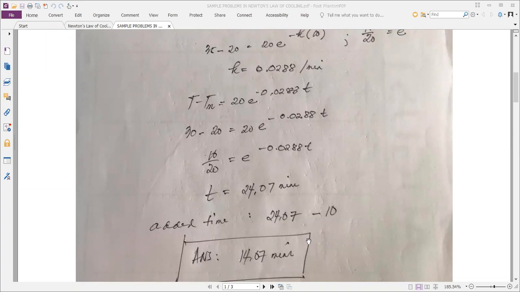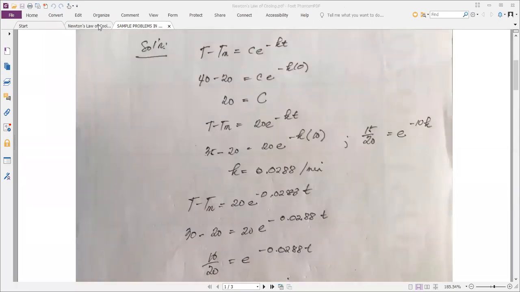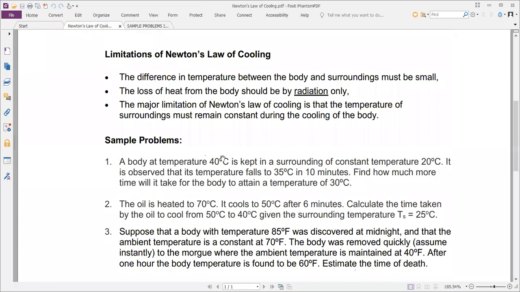Now, how much more time will cooling of the body proceed so that it will decrease to 30 degrees Celsius, referring to its temperature. So the how much more time is based on after the 10 minutes wherein the body has already reached 35 degrees Celsius. So this should be your answer for this problem, not the 24.07. Because if you understand the problem, the cooling process is from 40, then it was reduced to 35, then it was reduced further to 30.